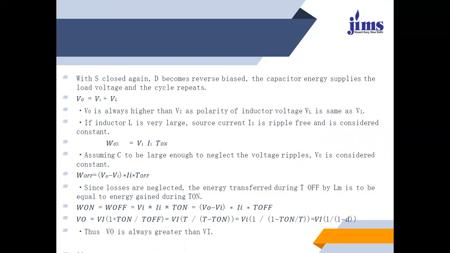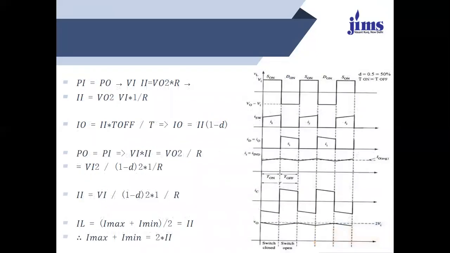After solving the equation, we get V output equal to Vi times 1 upon 1 minus D, where D is the duty ratio T on upon T. Thus V output is always greater than the input voltage. For that reason it is called a boost converter. So if we talk about the input power and input current, we get these relations, and these waveforms indicate the input voltage waveform.